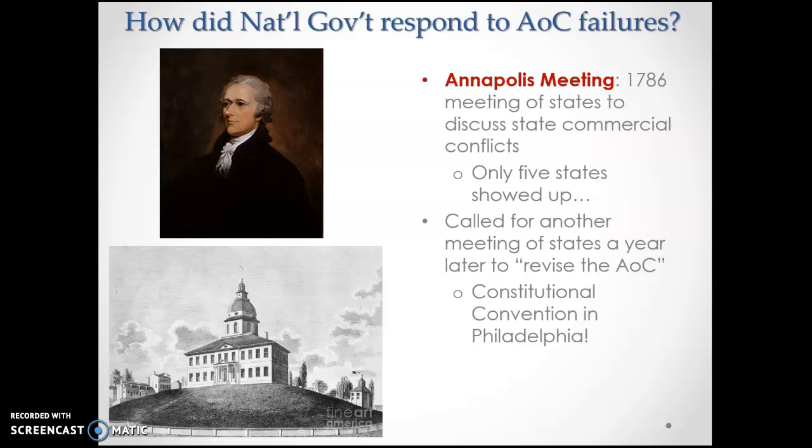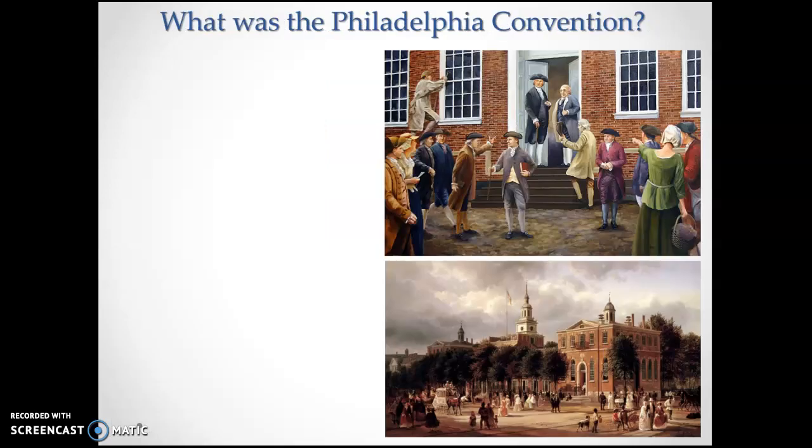And so the meeting that came a year later in 1787 was super significant. And this ended up being the Constitutional Convention in the city of Philadelphia, my hometown, in Independence Hall. So again, the Annapolis meeting was not that significant, except that its failure prompted the calling of the Constitutional Convention. So what was the Philadelphia Convention that came a year later in 1787?